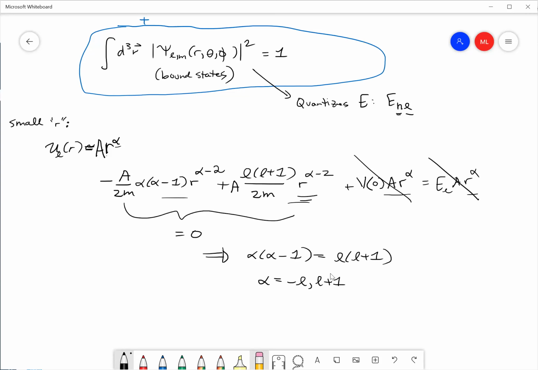And if we look at this, we can think about what that means. The minus L solution would give us a u that looks like r to the power minus L. That's not a very good solution because it blows up at the origin. And if it blows up at the origin, then you'll have a problem when you're doing this integral. So this option is not good for bound states.